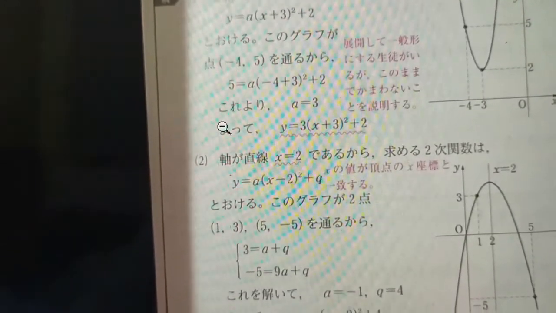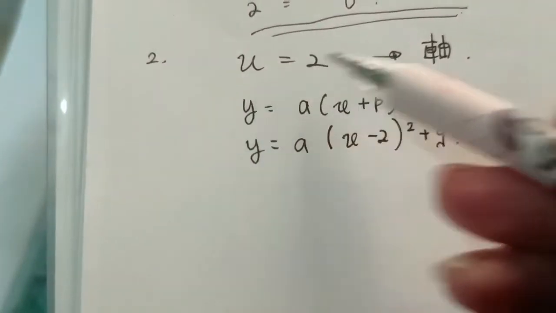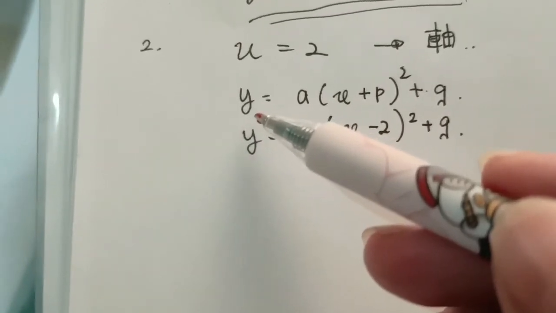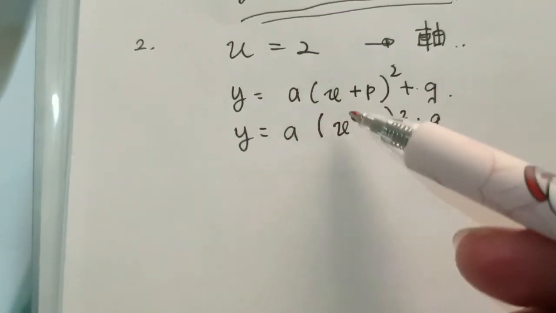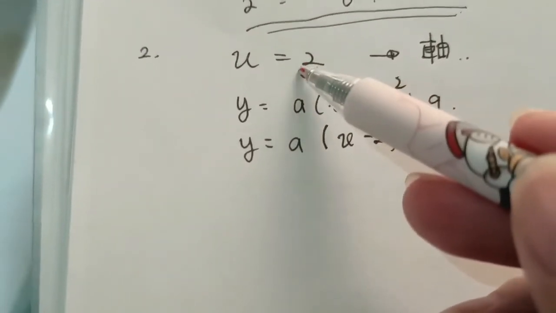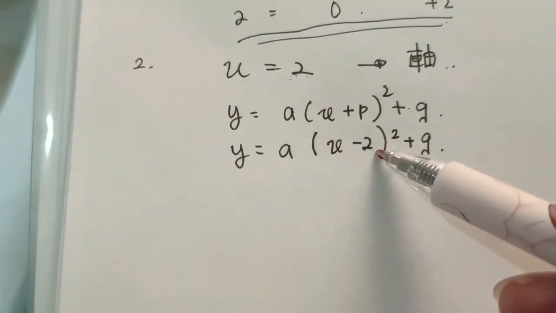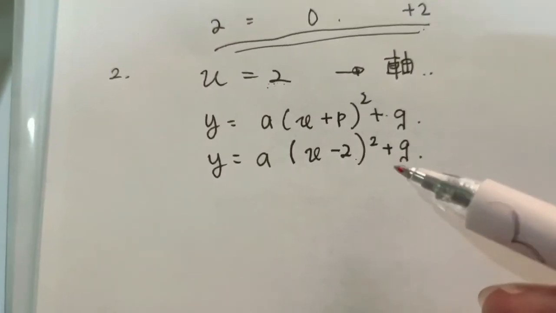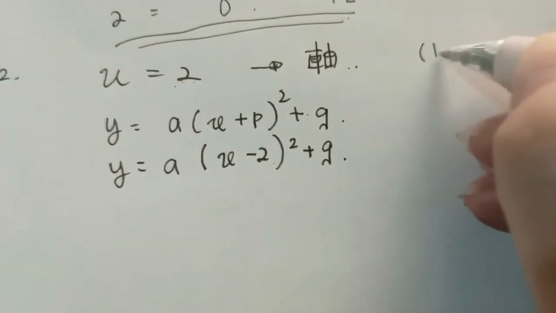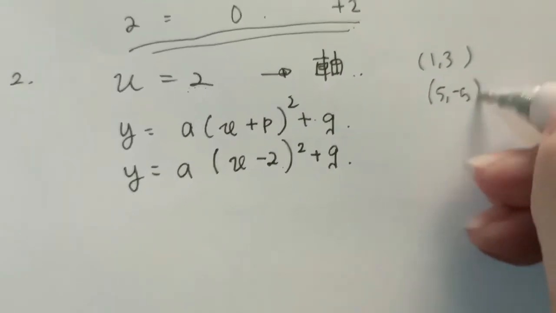Okay, let's try to solve the problem. Now number 2, the axis is at x equal to 2. So we are going to put it into the formula. Y equal a(x plus b) squared plus q, right? Because this is 2, plus becomes minus; this is over here minus. And then it is going through 1, 3, and also 5 comma minus 5.